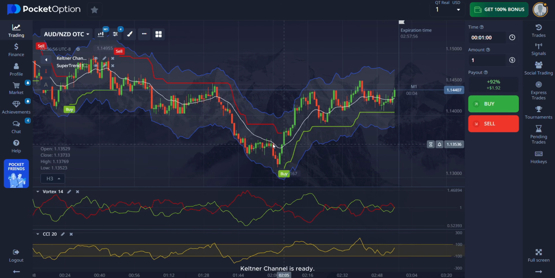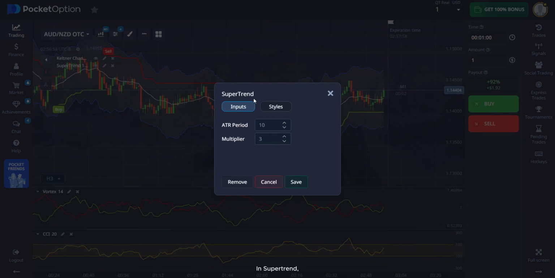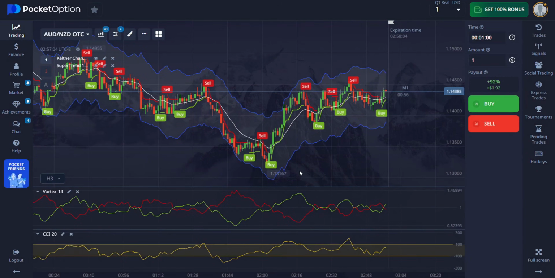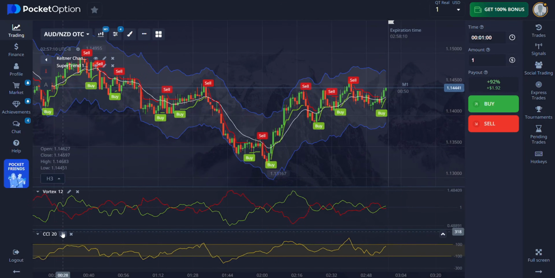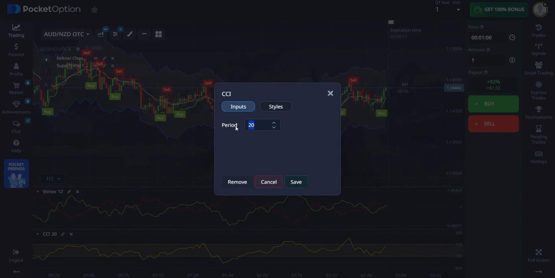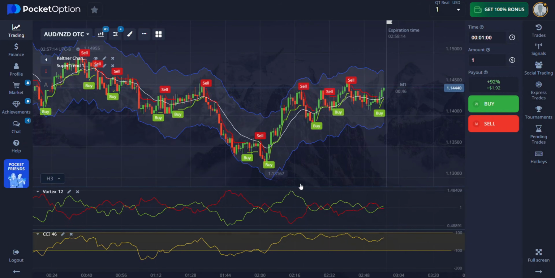Keltner Channel is ready. In Supertrend, we only change the multiplier. In Vortex and CCI, we only adjust the period setting. With all indicators in place, you can now better understand price behavior and where it's worth entering a position. And finally, I'll show you my current settings.